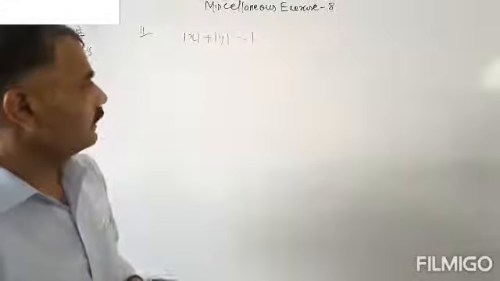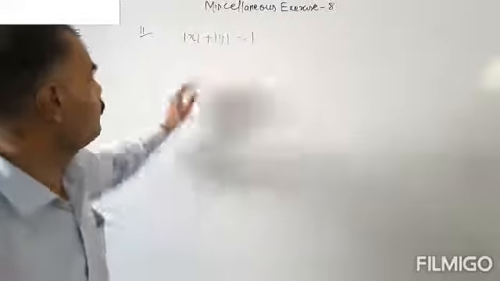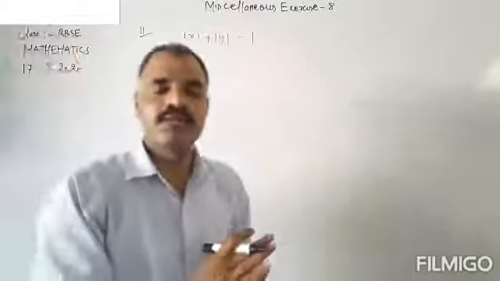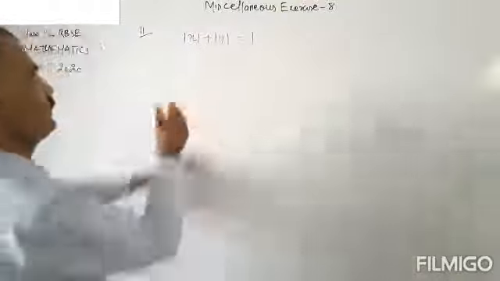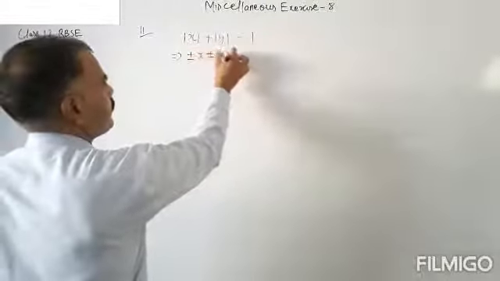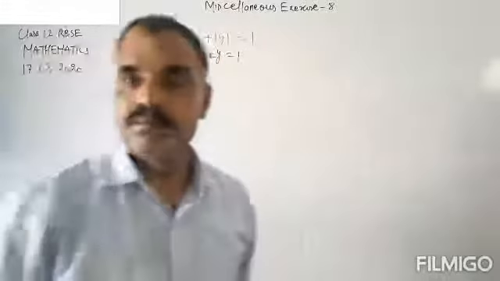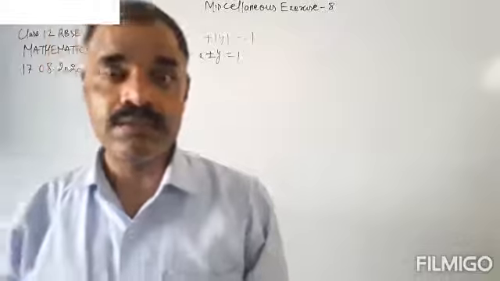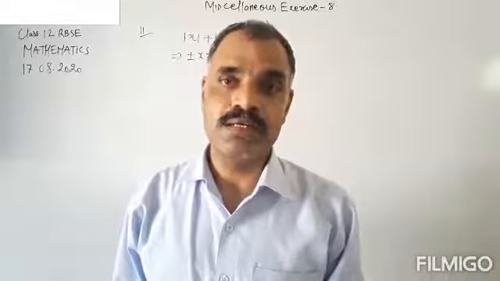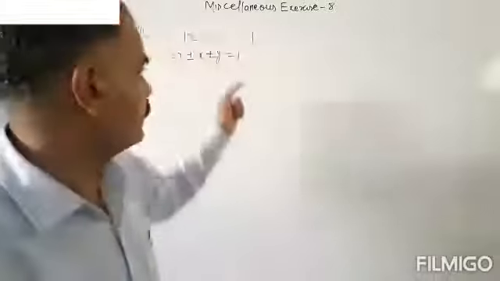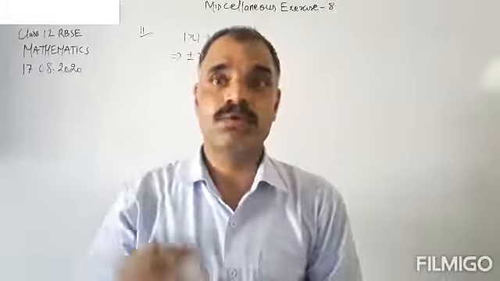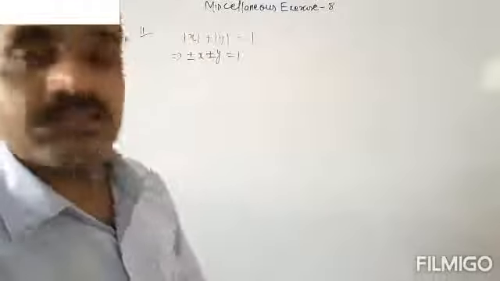So how to find the area? Modulus x plus modulus y is equal to 1. The given equation can be written as plus minus x plus minus y is equal to 1. X can have the value plus and minus. Similarly, y can have the value plus and minus. That is why plus minus x plus minus y is equal to 1. Actually, this is not a single equation; this contains 4 equations. So what are those equations?